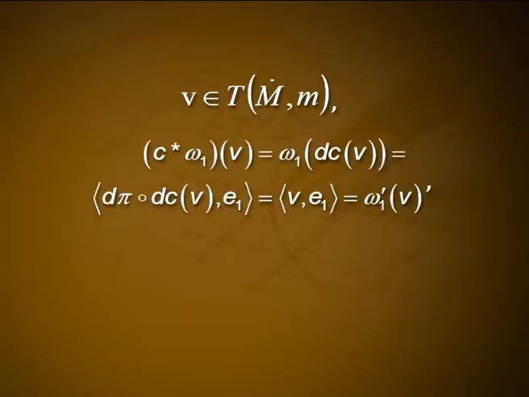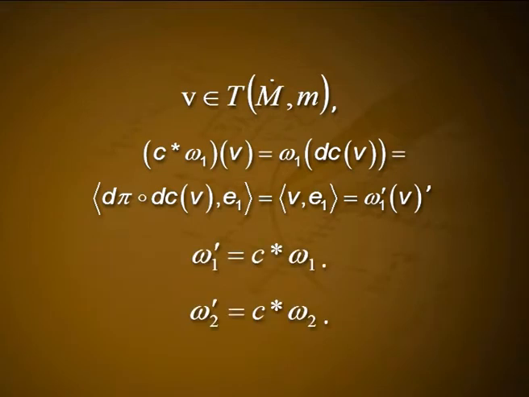Then for V an element of T_m of M, C star omega 1 of V is equal to omega 1 of dC of V, which is equal to the scalar product d pi composite dC of V, E1, which is equal to the scalar product v, E1, which is equal to omega 1 dash of v. So omega 1 dash is equal to C star omega 1. Similarly, omega 2 dash is equal to C star omega 2.